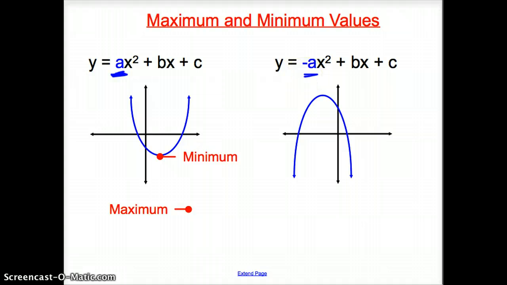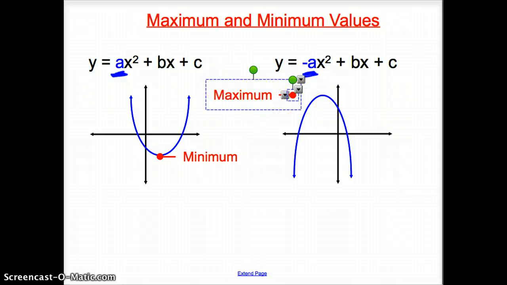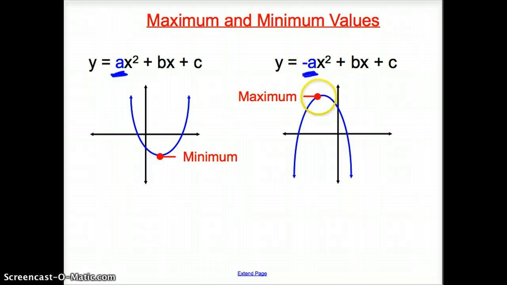But if the graph is negative, or I should say if A is negative, it will open down, giving me a maximum. It will give me a maximum value at what point? The vertex, correct? That is the vertex, the very top or the very bottom of the graph.